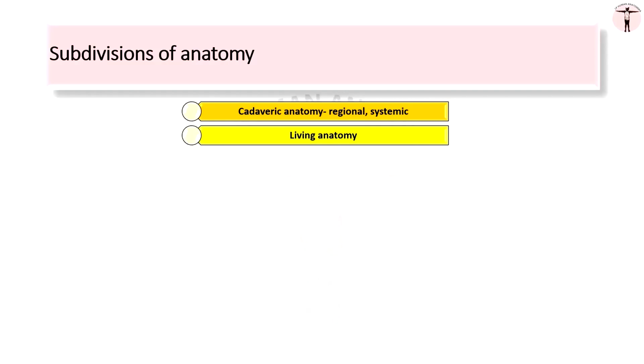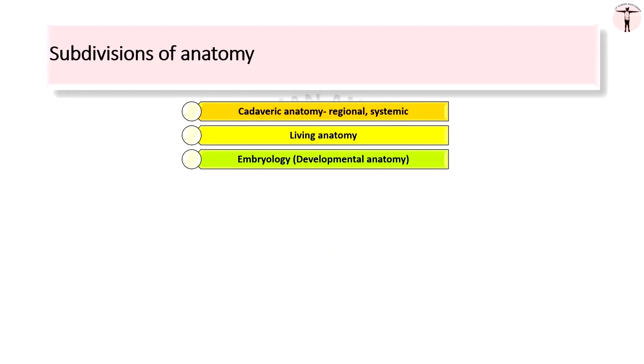Living anatomy: this is studied by the following processes: inspection, palpation, percussion, auscultation, endoscopy, radiography, electromyography, etc. Embryology or the developmental anatomy is the study of the prenatal and postnatal developmental changes occurring in an individual. The developmental history is called ontogeny.